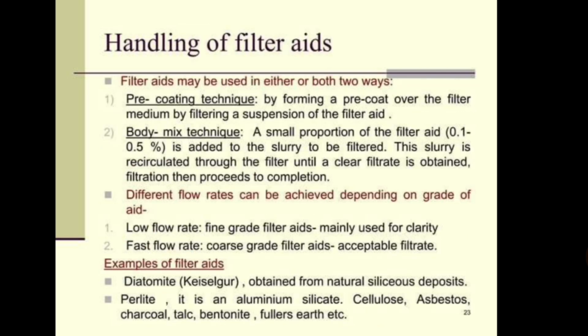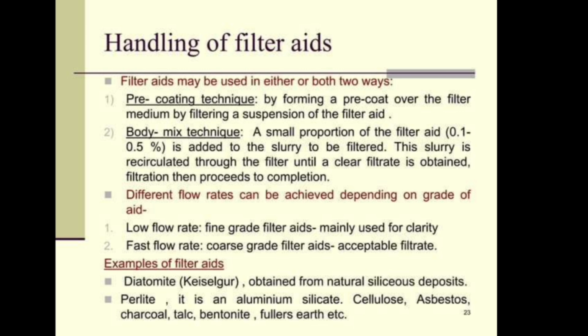of sensitive reagents. Next is the handling of the filter aid. Filter aid may be used in either or both of two ways. First, the pre-coating technique, by forming a pre-coat over the filter medium by filtering a suspension of the filter aid. Second is the body mix technique. A small proportion of the filter aid, 0.1 to 0.5%, is added to the slurry to be filtered, and the slurry is recirculated through the filter until a clear filtrate is obtained. Filtration then proceeds to completion.